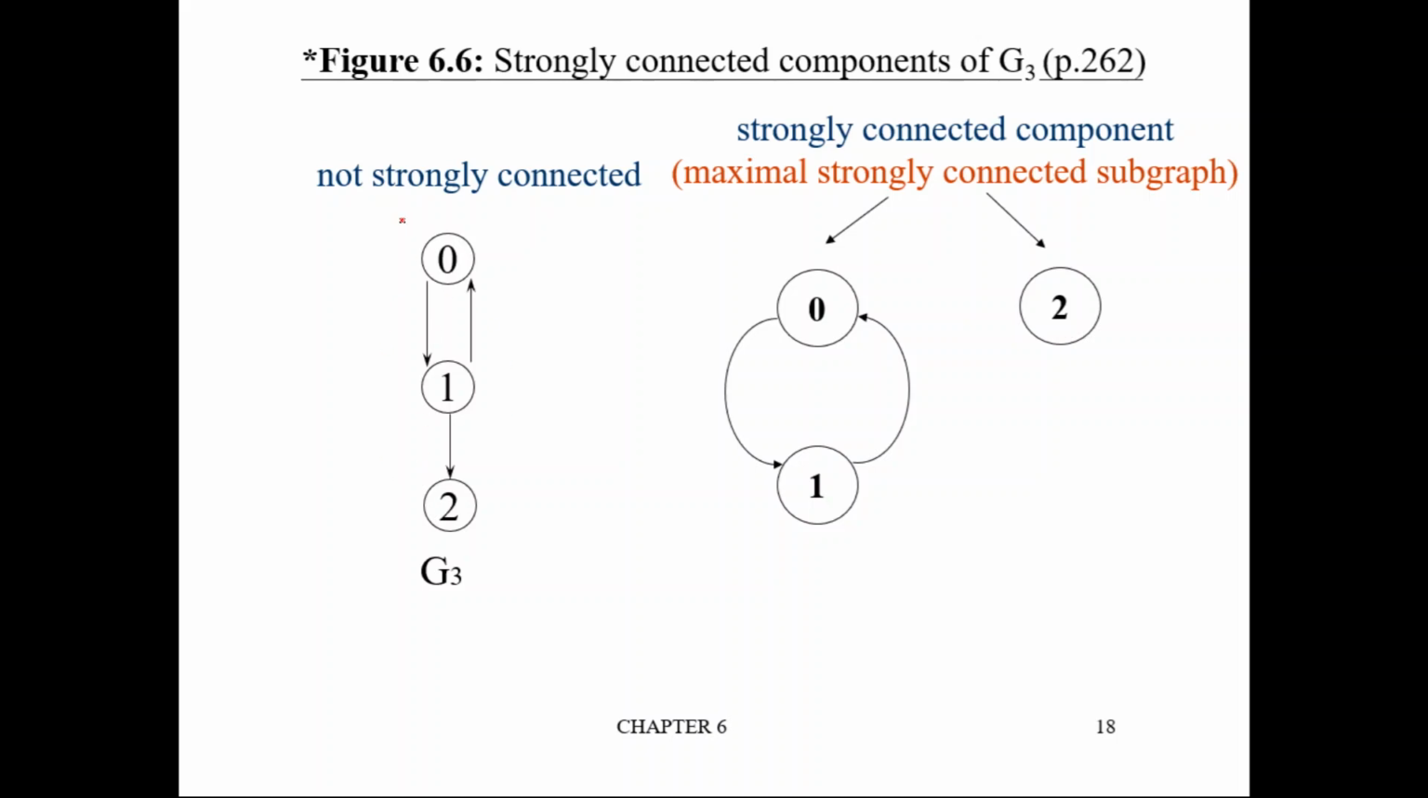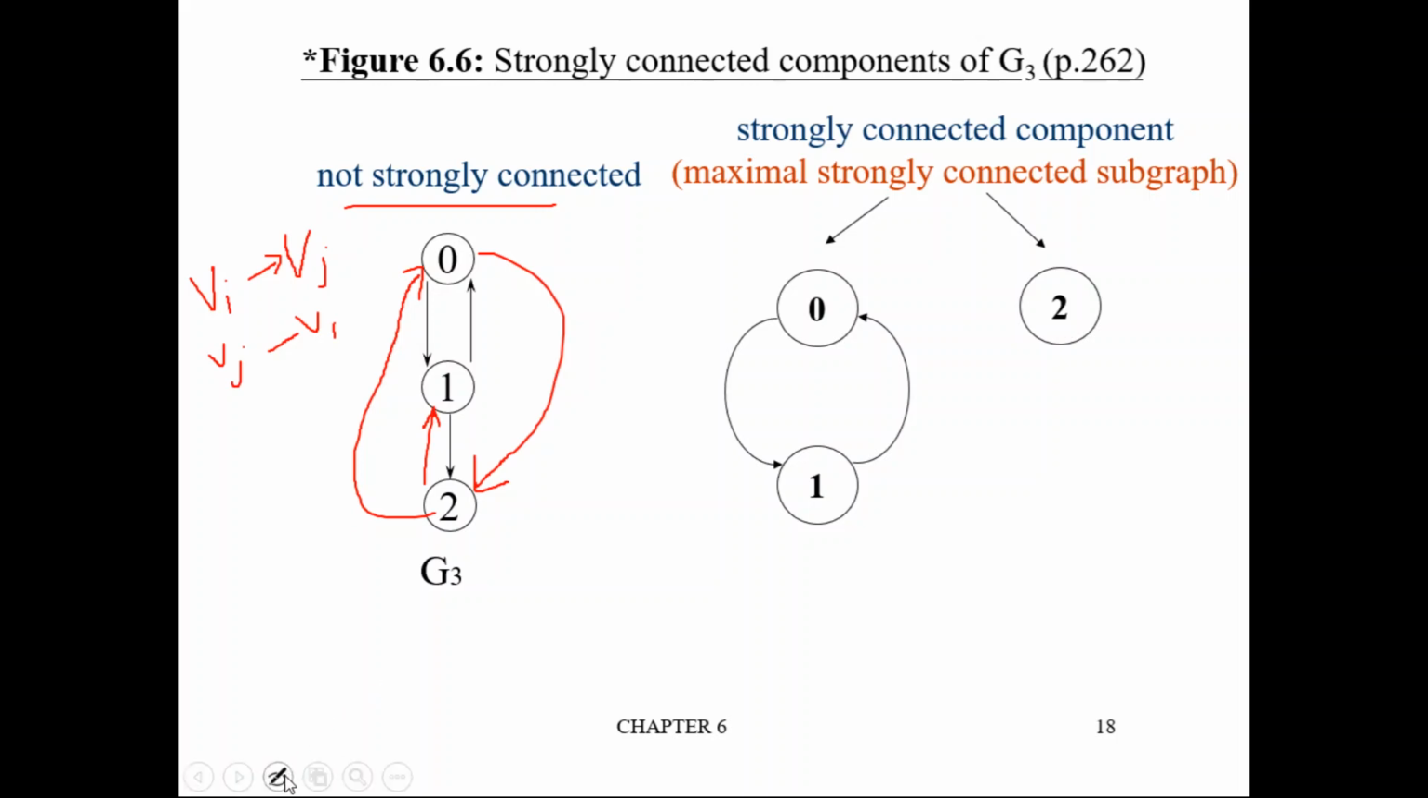If you take this directed graph, this is not strongly connected. Why is it not strongly connected? Because the definition of strongly connected says that every vertex Vi should be connected to Vj and Vj also should be connected to Vi. Then only we can call it strongly connected. Here, 1 is connected to 2, but 2 is not connected to 1. 0 is connected to 1 and also 1 is connected to 0, which is both ways. But here this connection is missing. Similarly, there is no direct connection from 0 to 2. If all these connections were there, then it would be called a strongly connected graph. But this is not strongly connected.